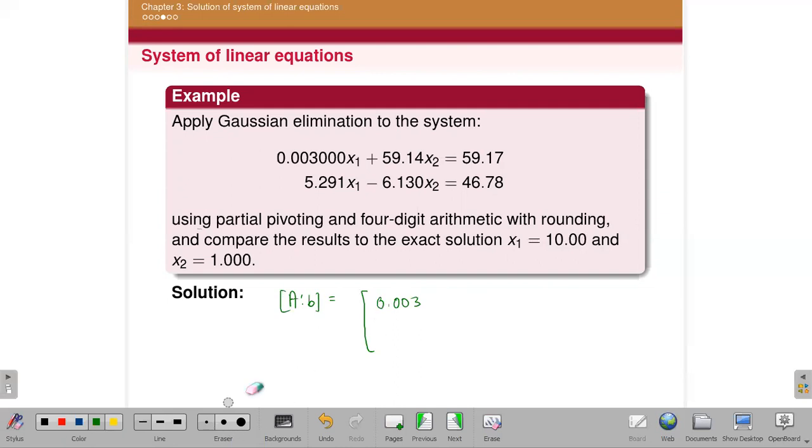0.003, 59.14, 59.17, 5.291, 6.130, and 46.78. So this is your first row and this is your second row.